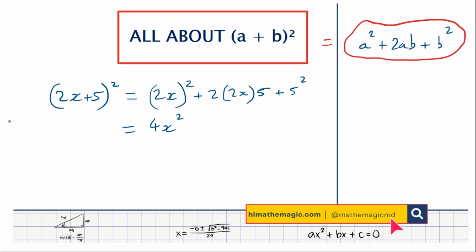And then comes the tricky bit, the 2ab's in the middle. What is 2 times 2x times 5? Well, 2 times 2 is 4. 4 times 5 is 20, so this is 20x's in the middle. And then 5 squared at the end is going to be 25.